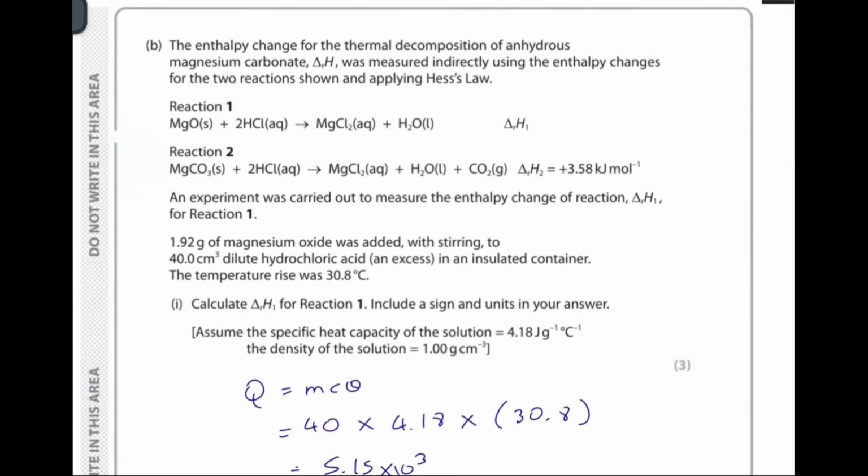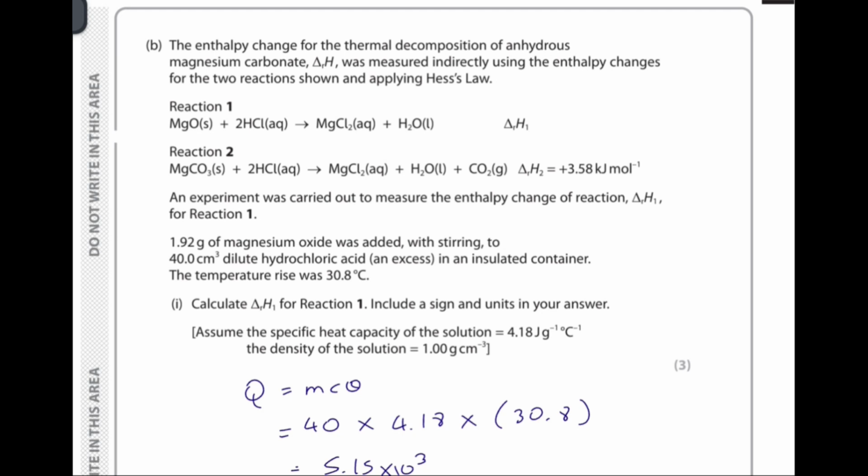The enthalpy change for the thermal decomposition of anhydrous magnesium carbonate, ΔrH, was measured indirectly using the enthalpy changes for two reactions shown and applying Hess's law. In reaction 1, magnesium oxide reacts with HCl, and in reaction 2, magnesium carbonate reacts with HCl. So they have given the enthalpy change of reaction 2, but we should find out the enthalpy change of reaction 1.